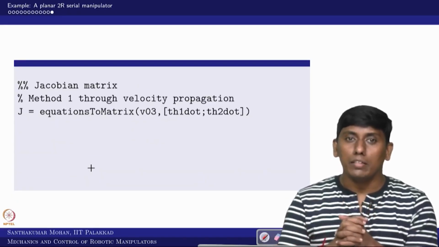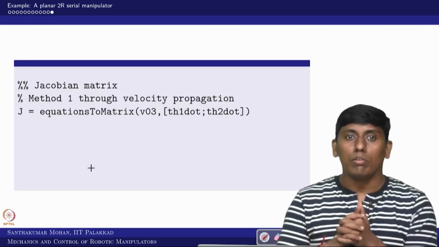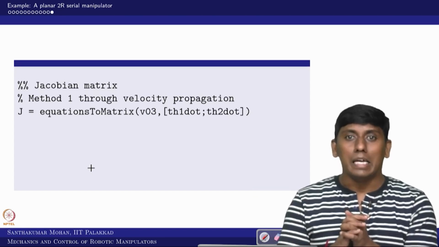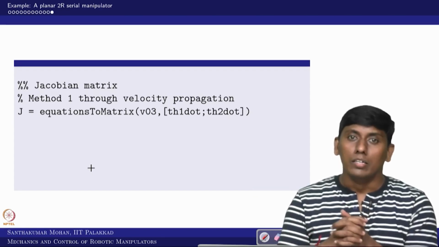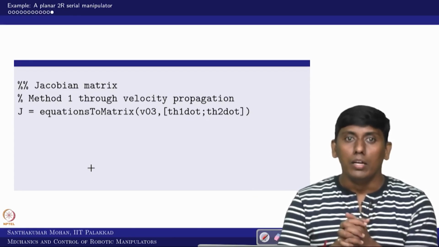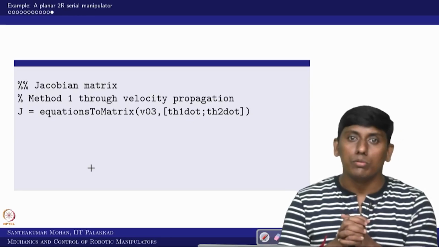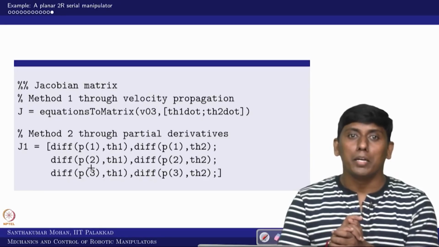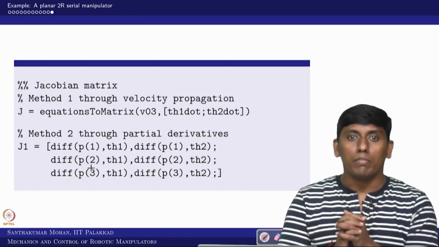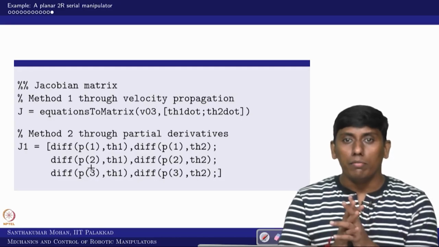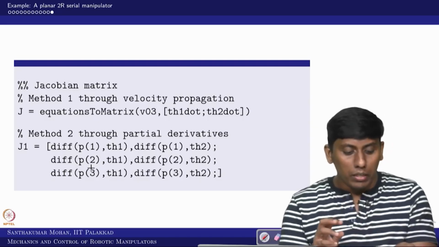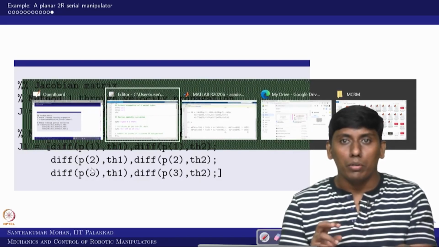Once you obtain this, we wanted the Jacobian matrix, which would be the coefficient of your theta 1 dot and theta 2 dot. This coefficient we can get using a simple Matlab command called equationsToMatrix, or once you know the position vector from the forward kinematic model, you can do the partial differentiation with respect to the q vector. That is what we have done here. Now we have seen how the Matlab code looks in a slide format. We will go to the original Matlab code.